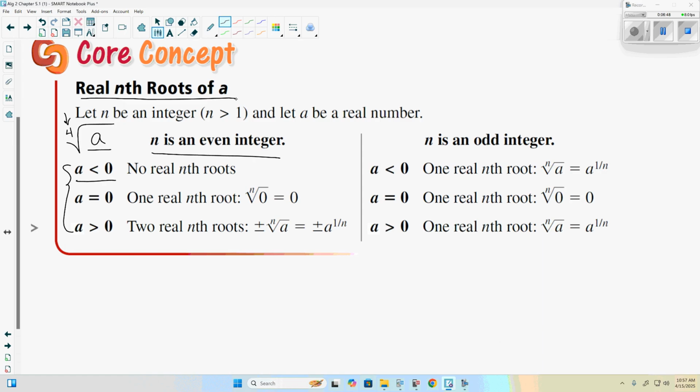All right. Now, if n is odd, if n is an odd root, so the cubed root, 5th root, 7th root, the number in that index is an odd number. The first case we have is when a is less than 0. The number inside it is less than 0. It's negative. And if it is negative, we have one real root.